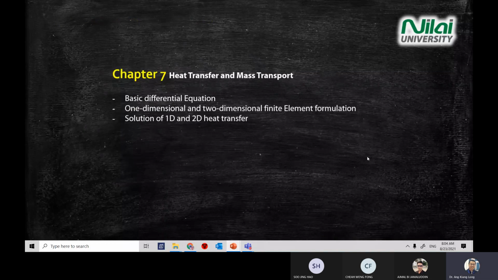Okay, now today we'll look at a new chapter, chapter 7. So we'll look at heat transfer and mass transport. Basically it is related to thermodynamics. So we look at 3 items in chapter 7. Basically, we look at the equation, and then we look at how we solve it using the finite element method. And we will only limit to 1D and 2D heat transfer problems.